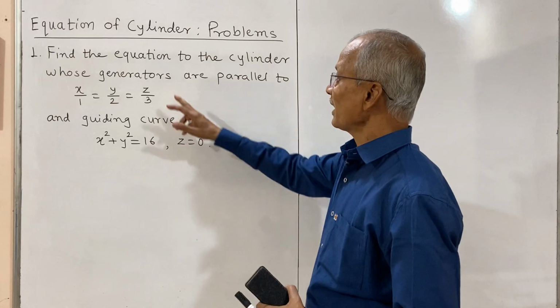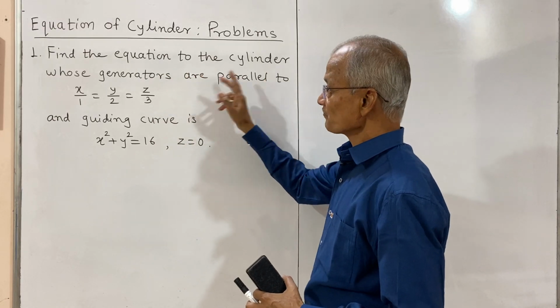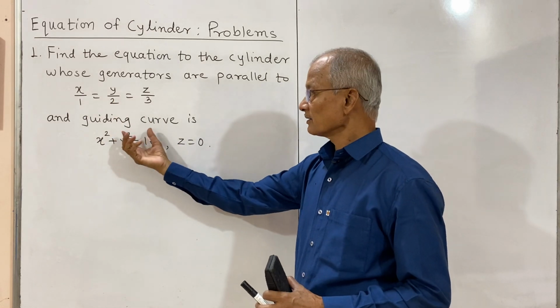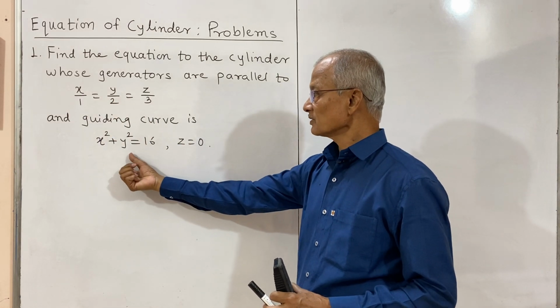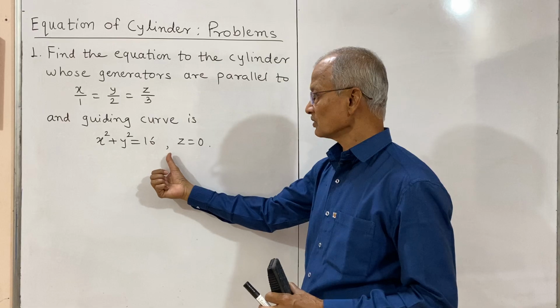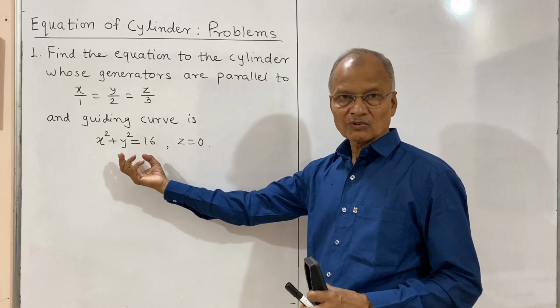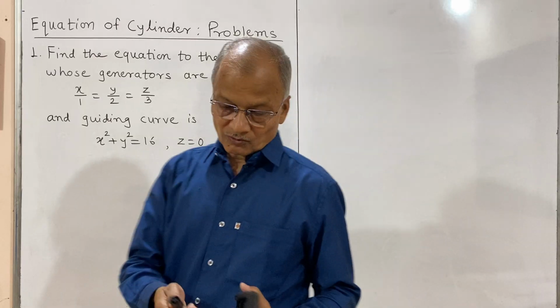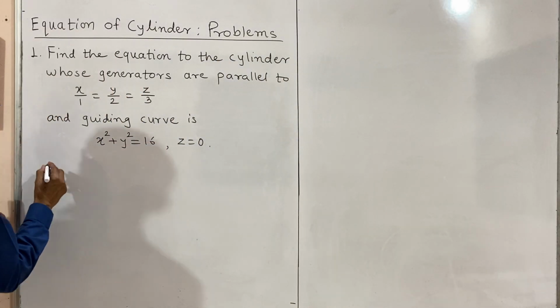The problem is: find the equation of the cylinder whose generators are parallel to this line and whose guiding curve is x square plus y square is equal to 16, z is equal to 0, which we know is a circle in the xy plane. Now we shall start the solution.